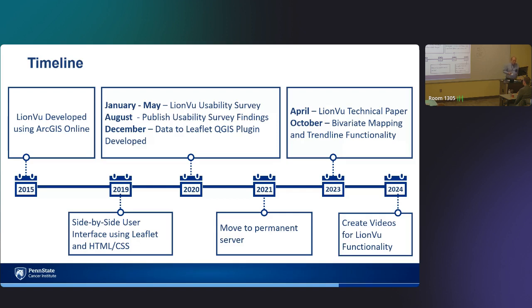And then I started with a usability study. And then I created a plugin to help with automation. I published it in a manuscript that was the original title of this presentation. I moved to a permanent server in 2021. Finally published the technical paper in April, and I added bivariate mapping and trendline functionality in October. And now I'm trying to market and create videos to explain to others the benefits of using LionVu.